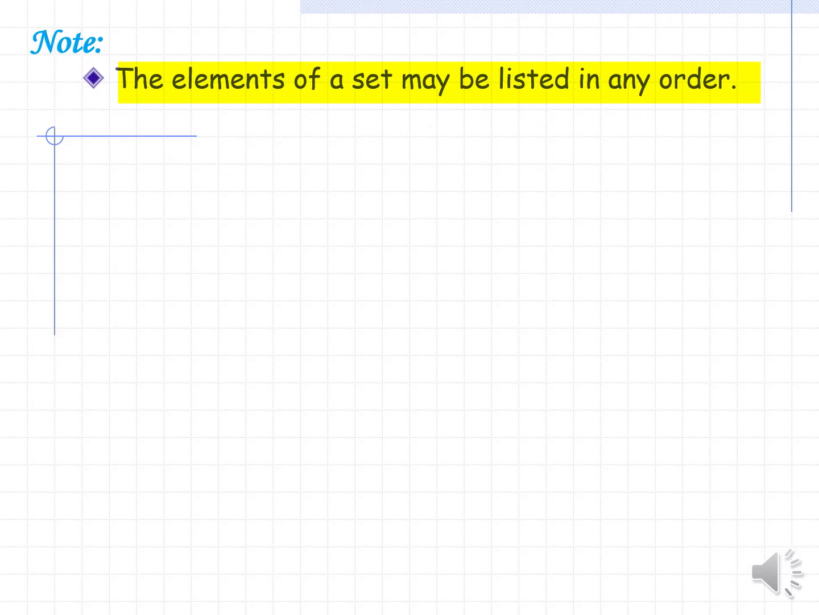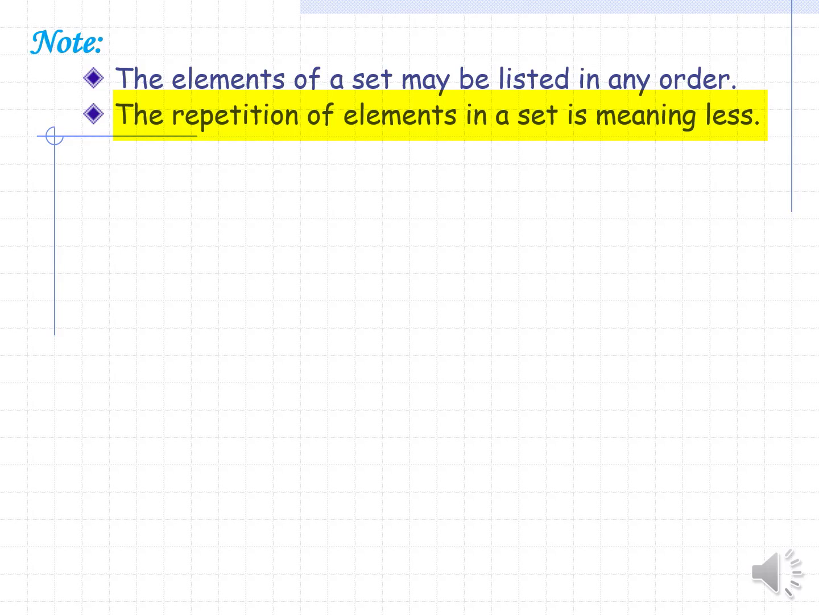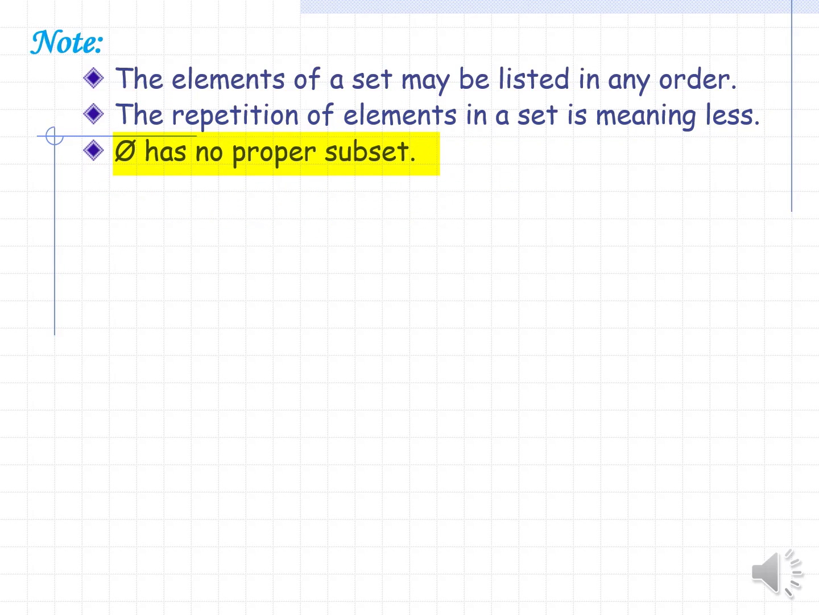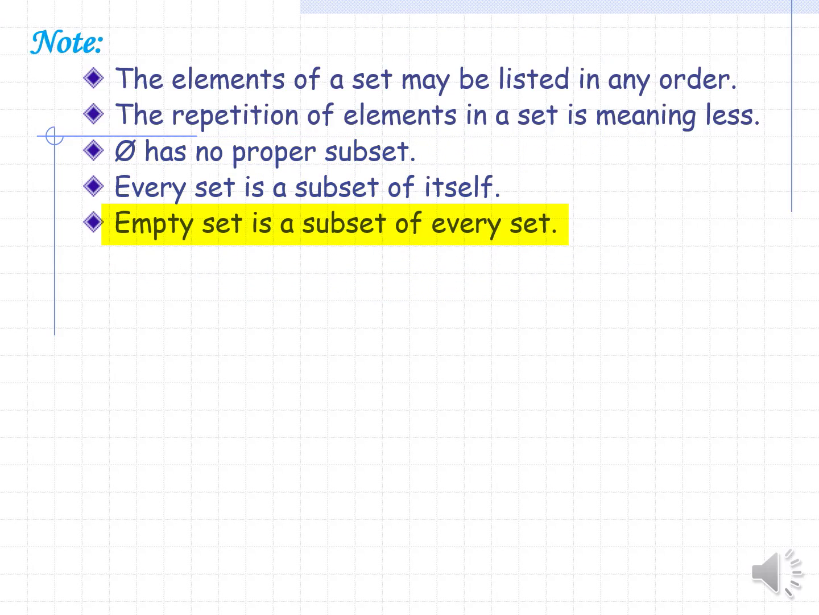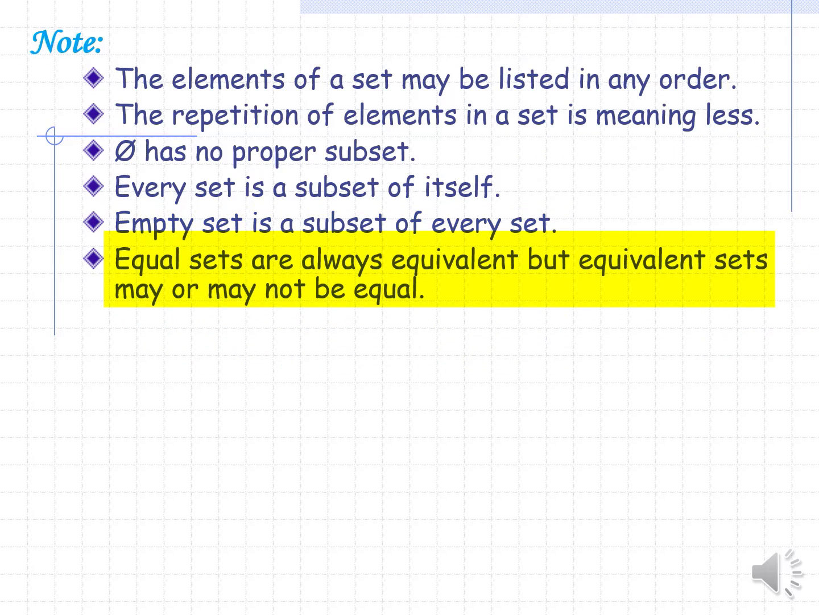There are some important points. The elements of a set may be listed in any order. The repetition of elements in a set is meaningless. Phi has no proper subset. Every set is a subset of itself. The empty set is a subset of every set. Equal sets are always equivalent, but equivalent sets may or may not be equal.